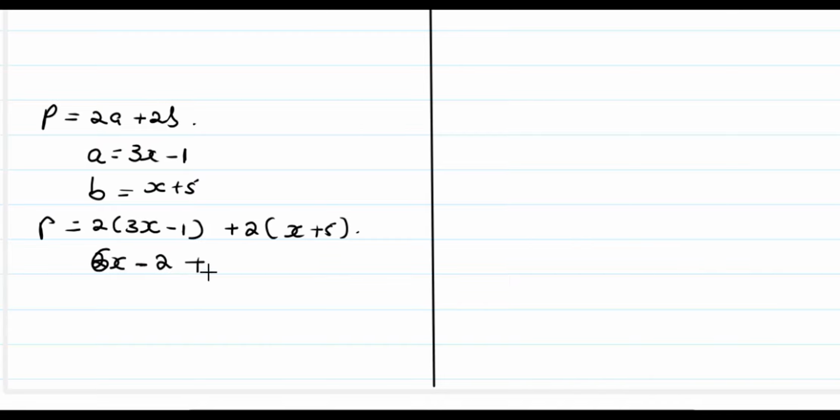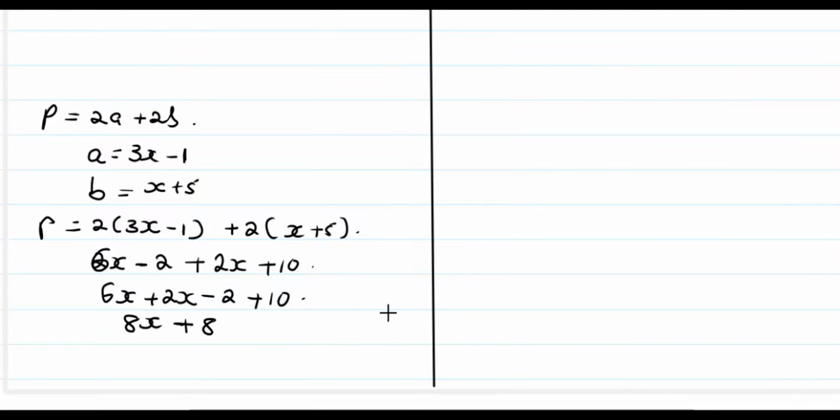Then plus 2 multiplied by this x, it will be 2x, then 2 multiplied by 5, it will be plus 10. Then we can group like terms together where it will be 6x plus 2x minus this 2, then now plus this 10 here, like that. But you see, this 6x plus 2x will be 8x, then minus 2 plus 10, that is automatically positive 8. It's just like take 10 minus 2, which will be positive 8.